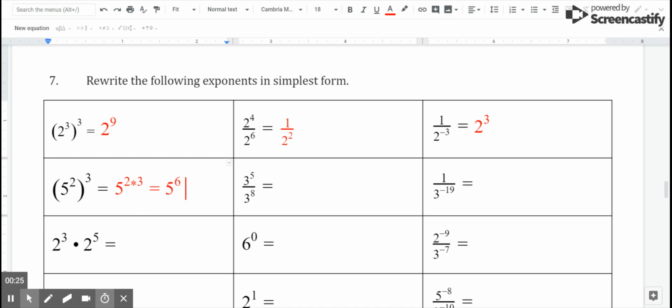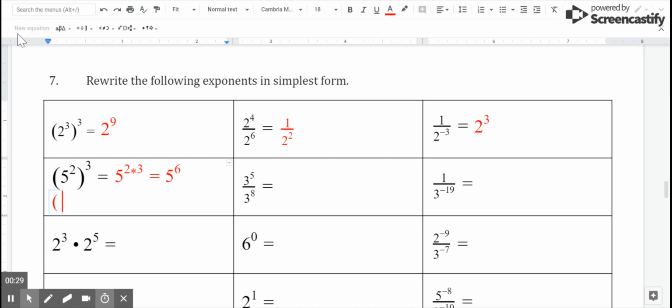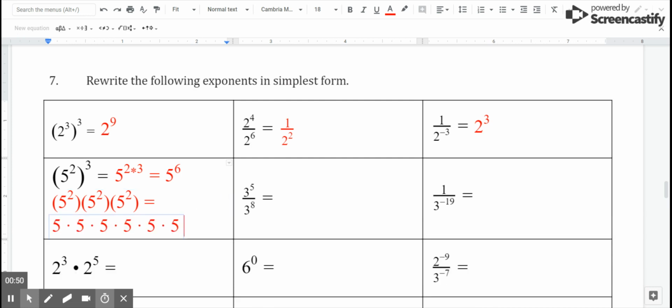For a better explanation of why this works, what I'm really doing here is I'm taking 5 squared, so 5 to the second power times 5 to the second power times 5 to the second power. And if I mapped that out even more, I could say 5 times itself 6 times, which does in fact simplify to 5 to the 6th power.